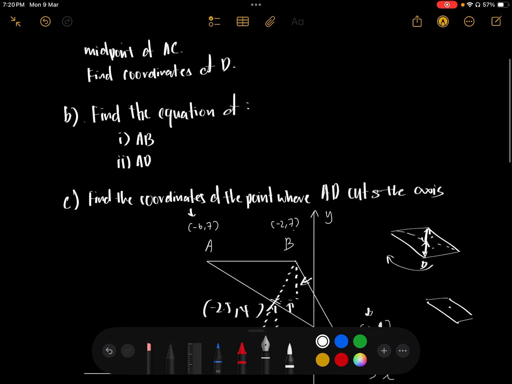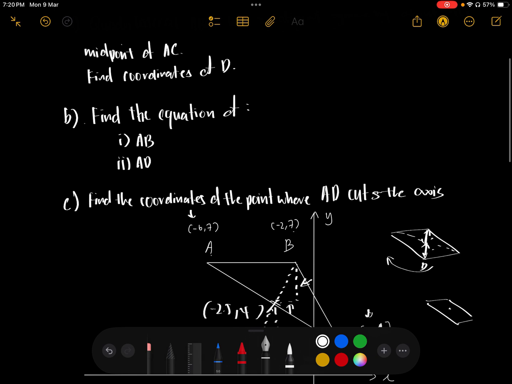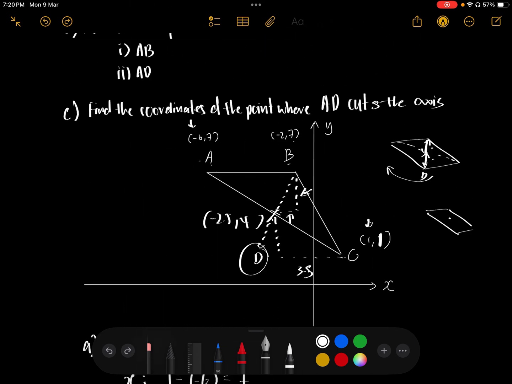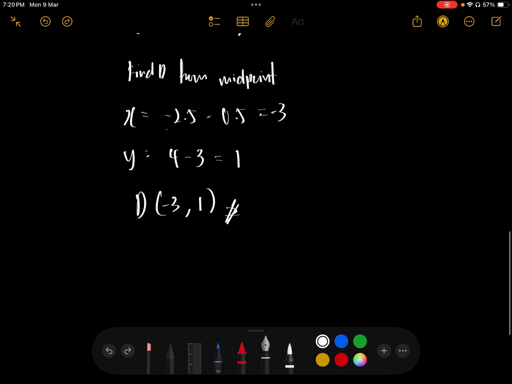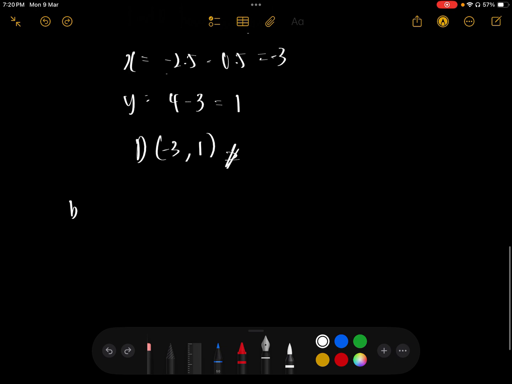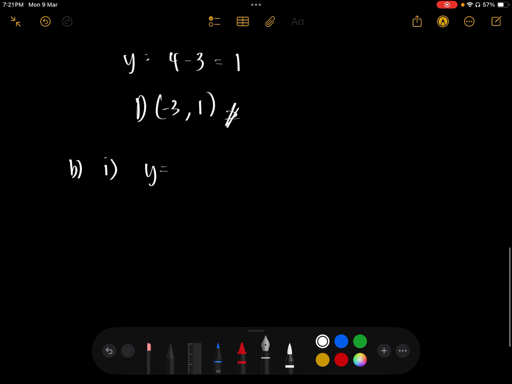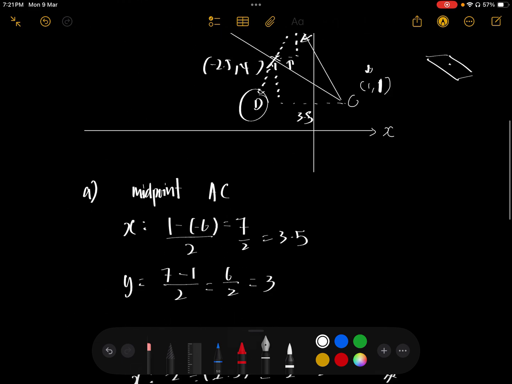Let's look at b. Find the equation of AB. Okay, AB. You see that the y is the same. So what can you assume? This is a horizontal straight line. So when it's a horizontal straight line, all you have to do is show me where it is on the y-axis. So part 1 is quite easy. Y equals to where are they the same? 7, right? So y equals to 7.